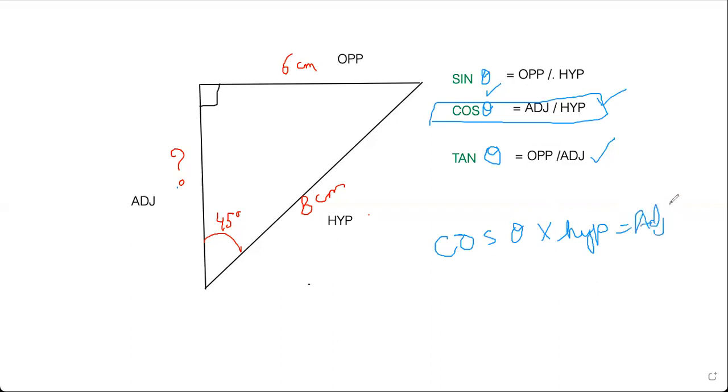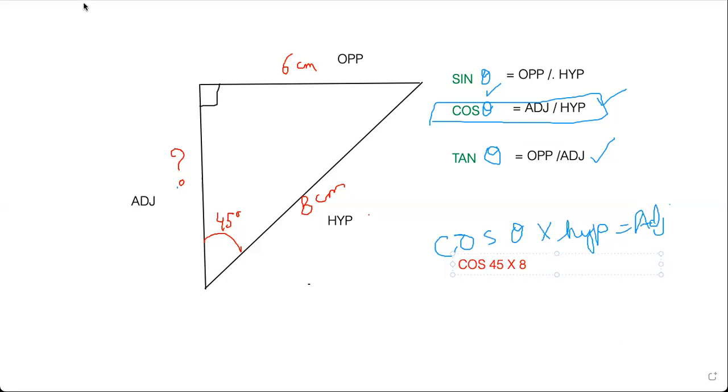You can put everything into the calculator. How do you put the values? Cos theta. So you write cos in the calculator. What is theta? Theta is the angle, 45. Multiply by hypotenuse. What is hypotenuse? 8. You can put this whole thing in your calculator. You will get the answer for the adjacent. You can easily find adjacent with this formula.